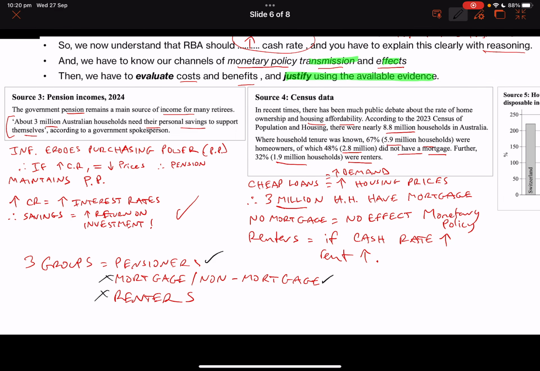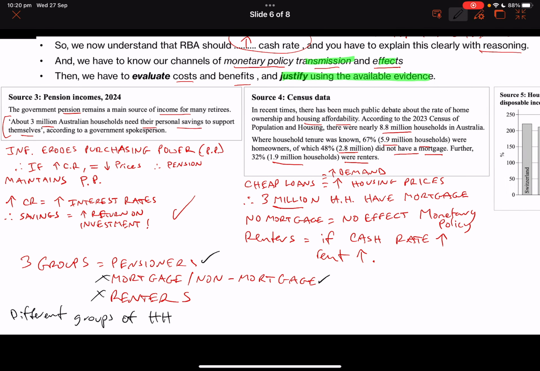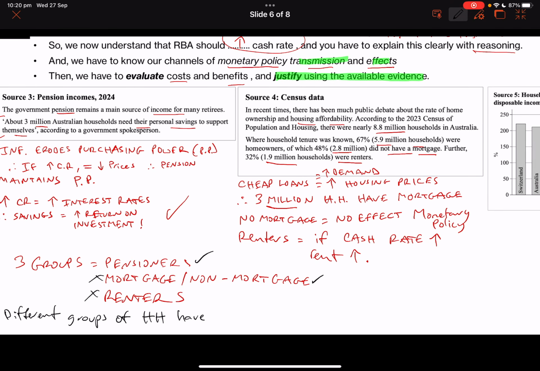So different groups of households have different outcomes from the rise in the cash rate.